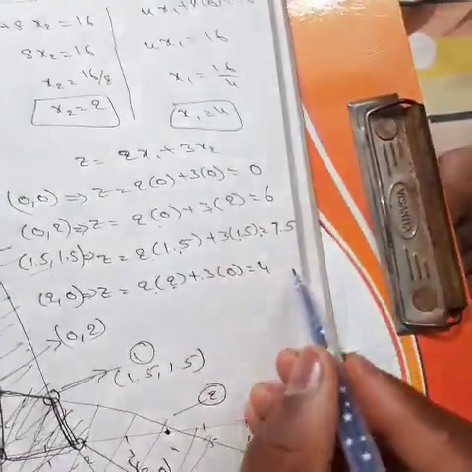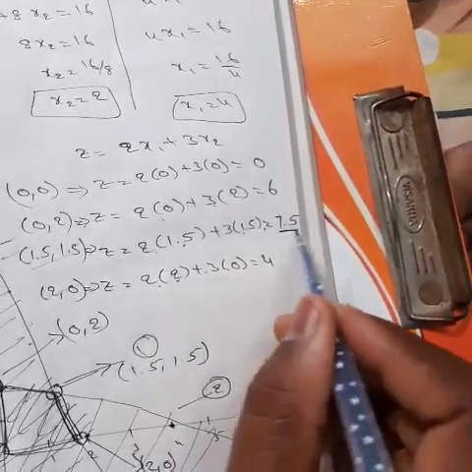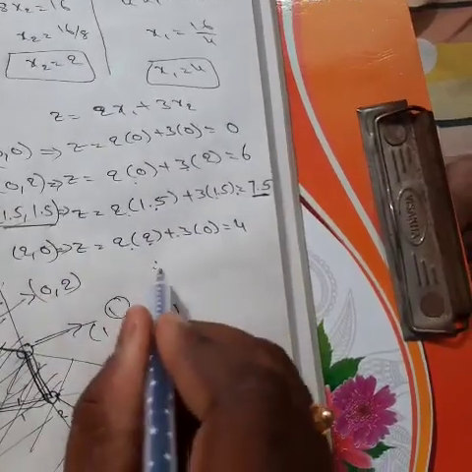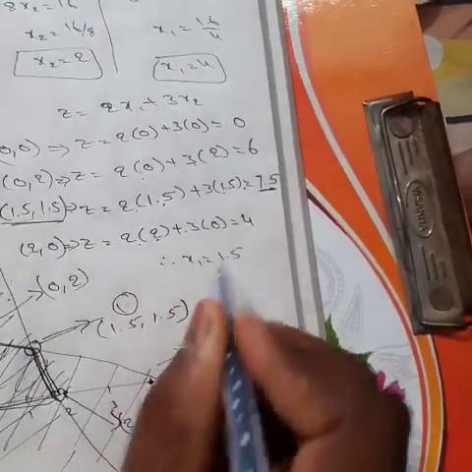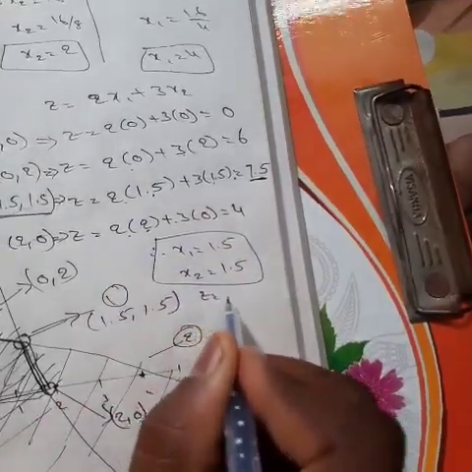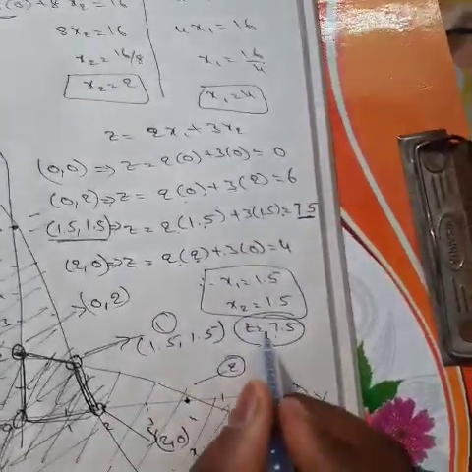So under these values, the z value is maximum at 7.5 with the point 1.5, 1.5. Therefore x1 value is 1.5, x2 value is 1.5, and the maximum z value is 7.5. This is the required solution.